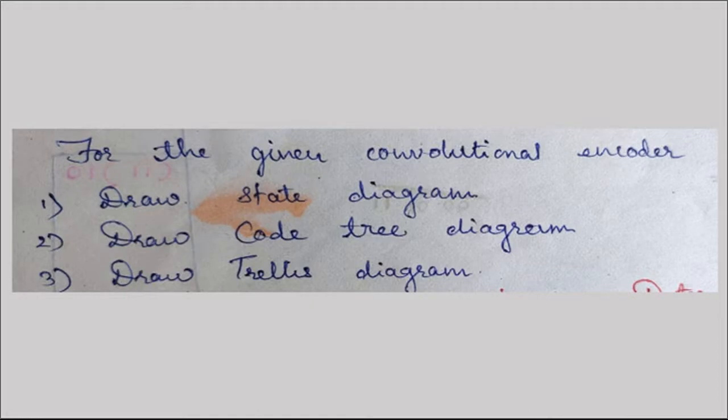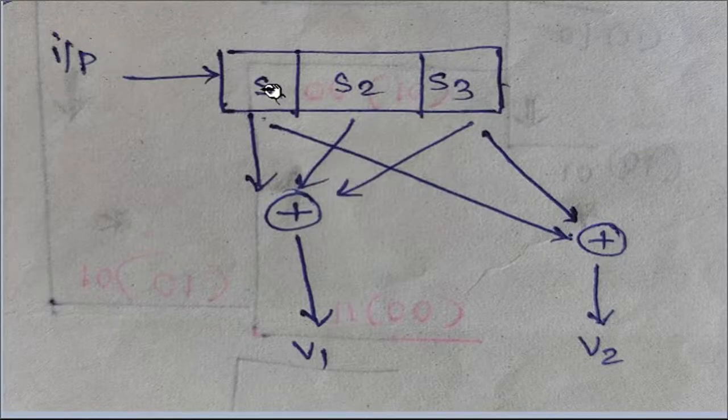Earlier we have seen how to proceed with it. This is one of the examples. For the given convolutional encoder, draw the state diagram, code tree as well as the trellis diagram. In the diagram, the conventions may differ: instead of the first bit being stored in S1, someone may give it as X, Y, Z or S1, S2, S3.